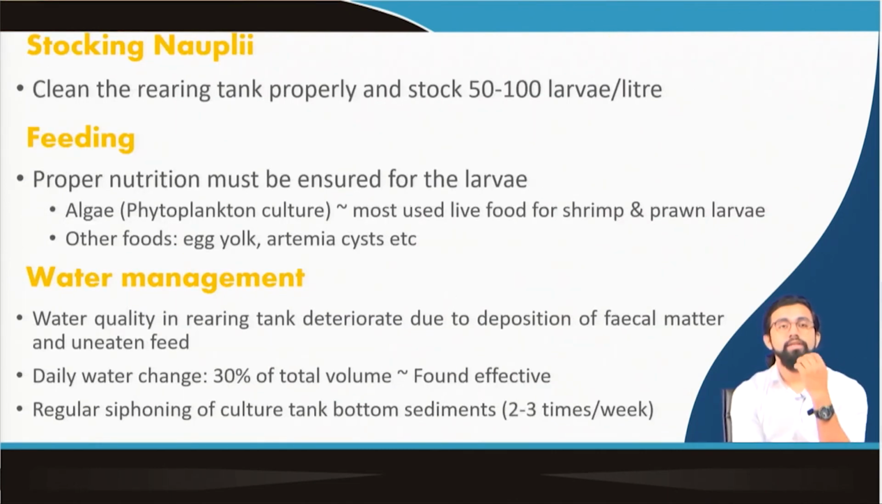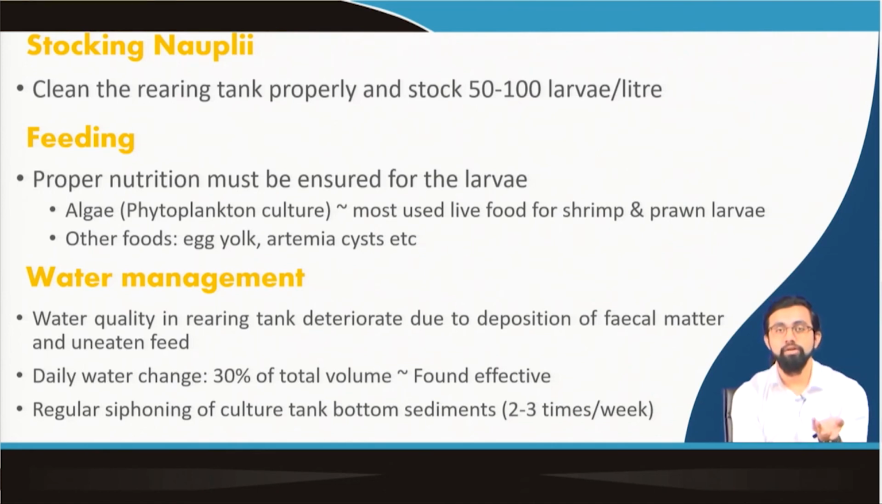Stocking of nauplii: we have to clean the rearing tanks properly, and we stock around 50 to 100 larvae per liter, say for 1000 liters, 1000 multiplied by 100. So that many larvae can be easily cultured, or produced, in your rearing tank. Feeding: proper nutrition must be ensured for the larvae.